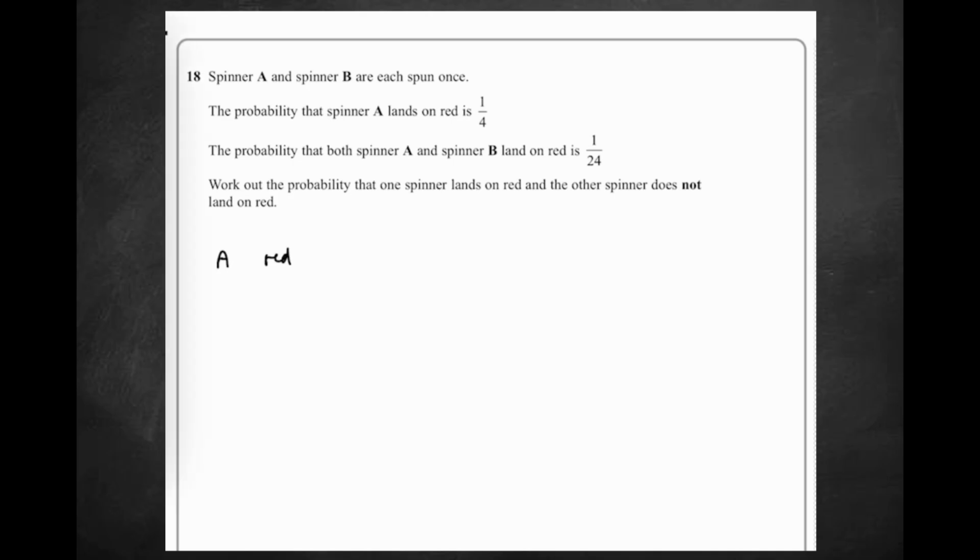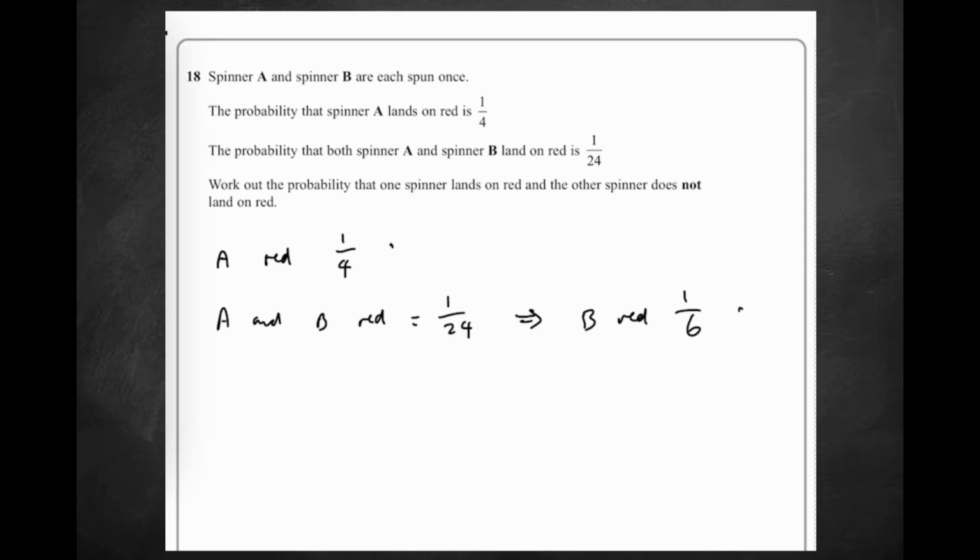So, A red is 1 in 4. A and B red is 1 in 24. Therefore, I can say confidently that B red is 1 in 6, because A and B both landing on red is just A multiplied by B probability. So 1 over 4 times 1 over 6 is 1 over 24.